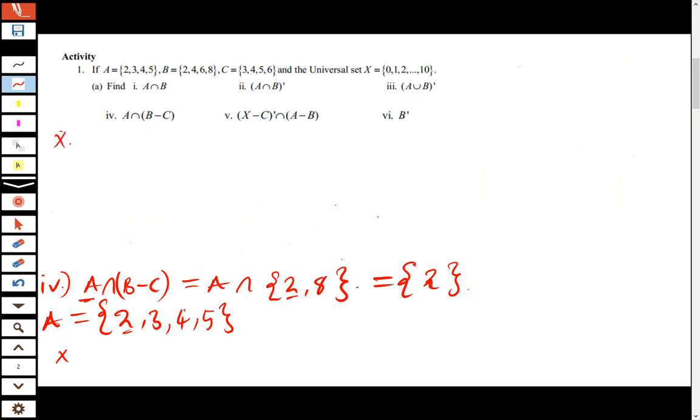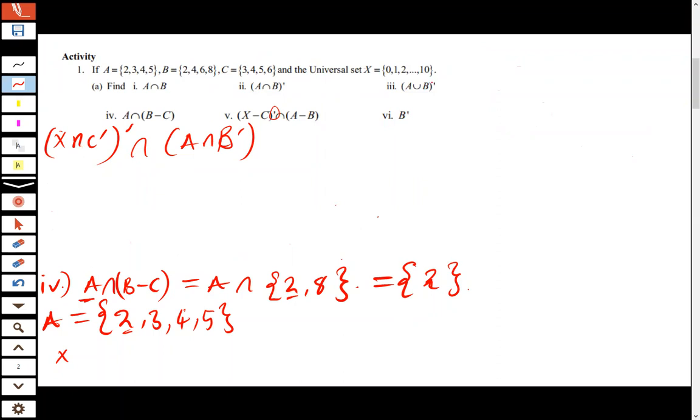So we have X minus C, which is simply the same as X intersection C complement. Then there's a complement outside, then we have intersection here. Then we have A minus B, which is just the same as A intersection B complement. So that is what we have. And from there, we can now quickly find this part here, X intersection C complement.